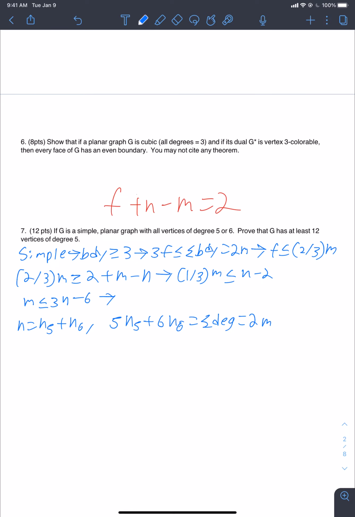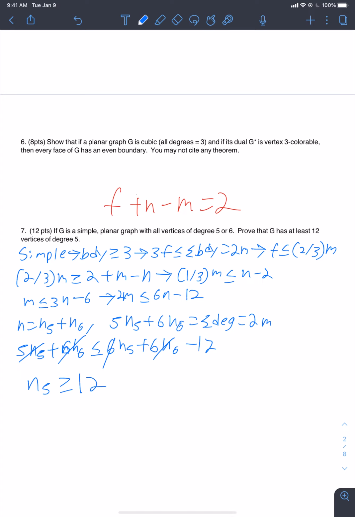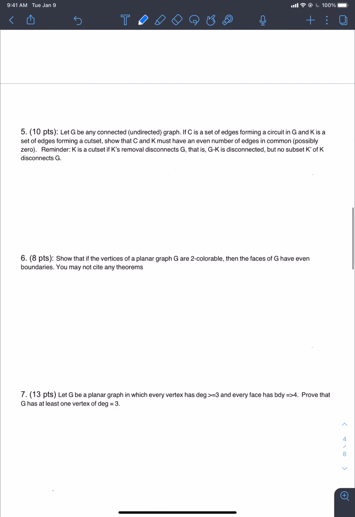So if we take this equation up here, multiply by 2, there's supposed to be a 2 there, we can combine all of these together, and we can have 5n5 plus 6n6 is less than or equal to 6n5 plus 6n6 minus 12. And then canceling terms, these cancel, those cancel, and you can get n5 is greater than or equal to 12, which is exactly the conclusion we wanted to get originally. So moving on to the next one.